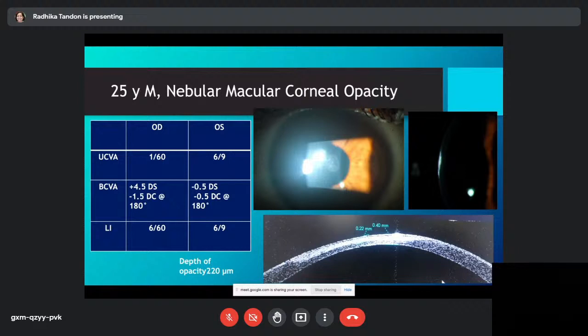And the laser interferometry was 6/60. It was suspected that this was probably a very long-standing opacity from very early childhood and that there was an underlying amblyopia. But realistically speaking, the patient was very motivated and very keen on surgery. But one would have had the option of not doing anything because the other eye was 6/9, the opacity was not very noticeable or problematic. But the patient really wanted the surgery, so therefore one went ahead. So in this particular patient, one did ALTK.